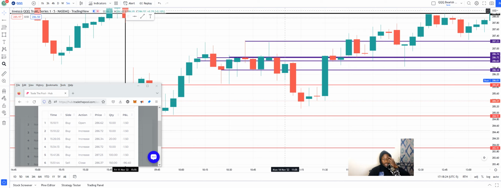But another thing I like to look for is passing it with a candle. So learn from my mistake in this part. If the candle doesn't necessarily pass your level with strength, like with a candle body, it might not be a high quality trade. It might not be a trade that's likely to go through profitable.